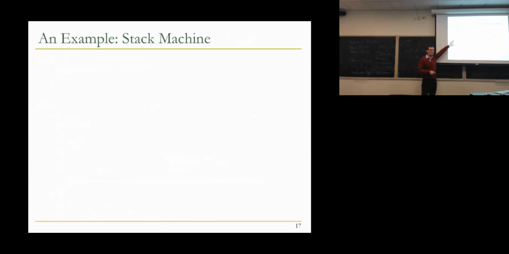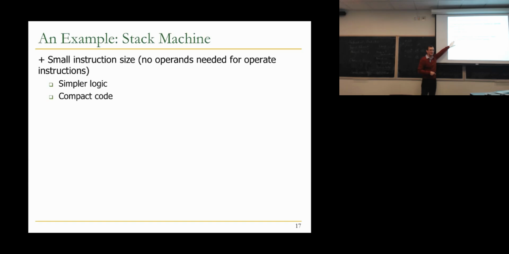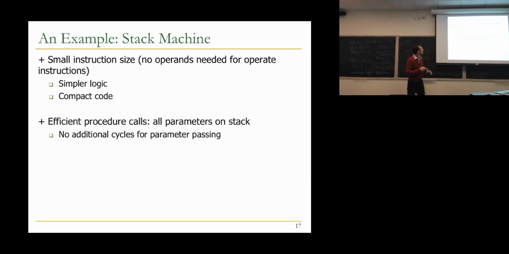This also has the advantage that you can have efficient procedure calls, right? You can have all parameters on the stack and operate on them. There's no additional cycles needed for parameter passing. The downside of this is actually a lot of the early calculators were stack machines.